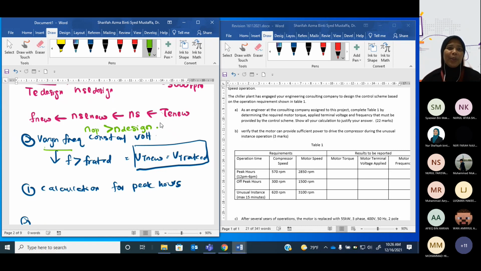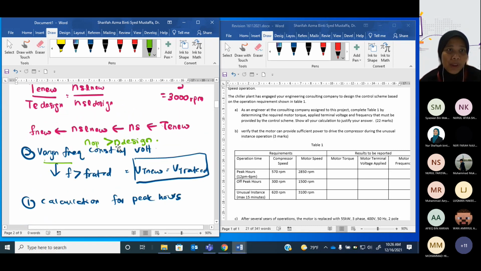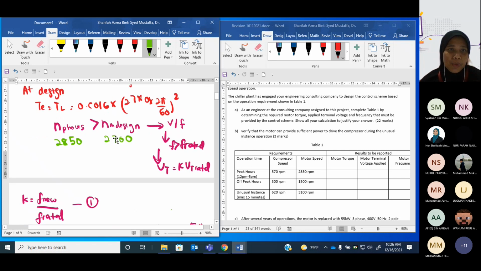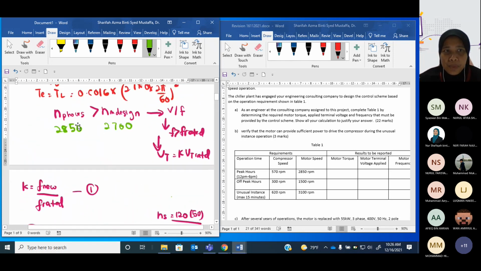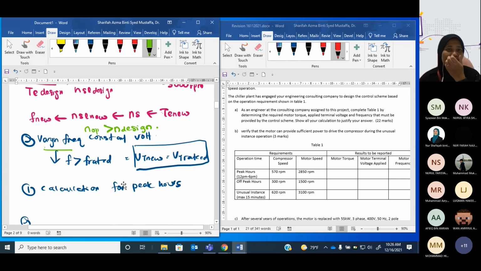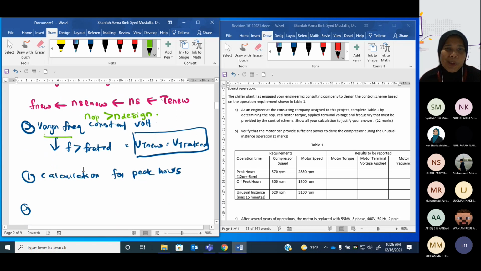Okay. So repeat this one. We have to know two cases, this 1 and 2. So first you look: if greater than N design, you use variable frequency, constant voltage. So V_T equals V_T rated. There is no V phase yet, it doesn't ask you to calculate V phase yet, because in the table you have to put the terminal voltage. So you don't have to change by dividing by √3 or anything, not yet.